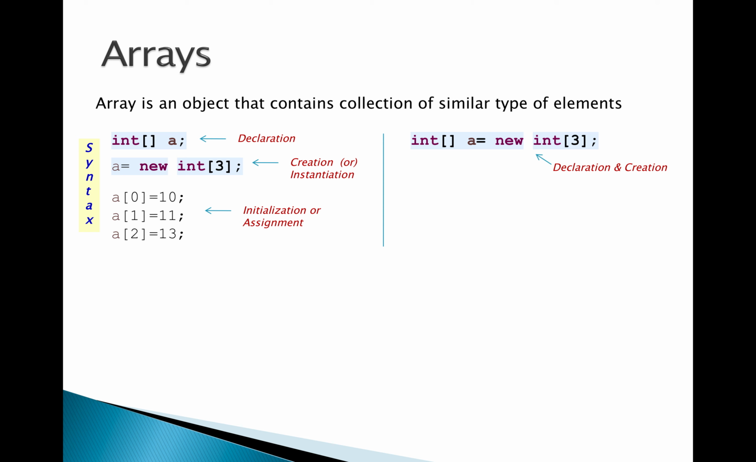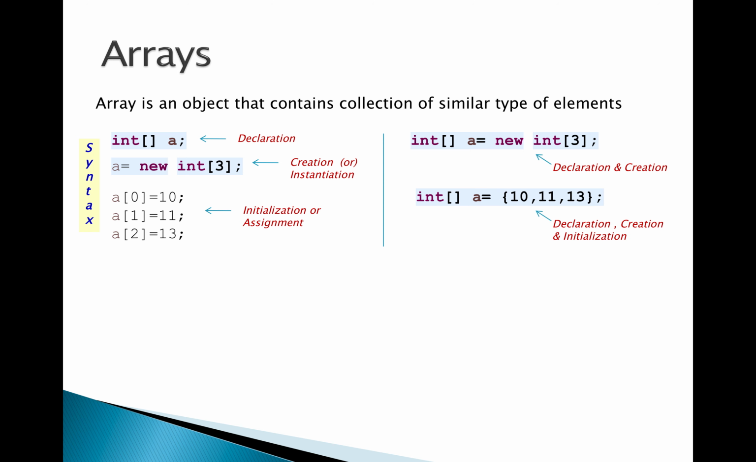Now you have declared and created the array, and it has memory space available. If you want to put some values into the array, you can do it like this. a is the reference of the array, and a[0] corresponds to the first element, a[1] corresponds to the second element, and a[2] corresponds to the third element. So you have reserved 3 spaces, and you put 3 values into them. If you don't put the values, they will have 0 as the default value. Here we start with 0 indexing. We have 3 elements, but the index starts from 0, 1 and 2.